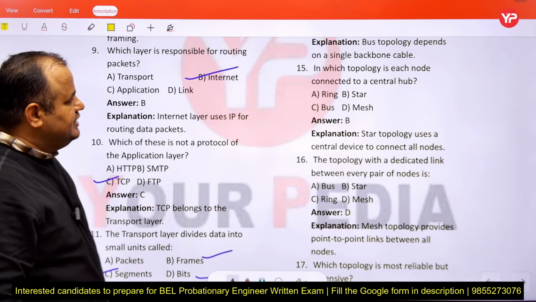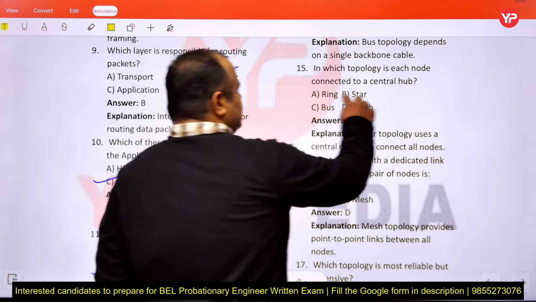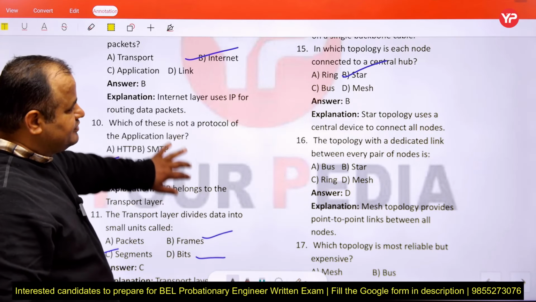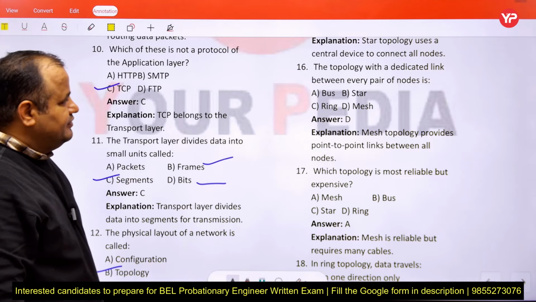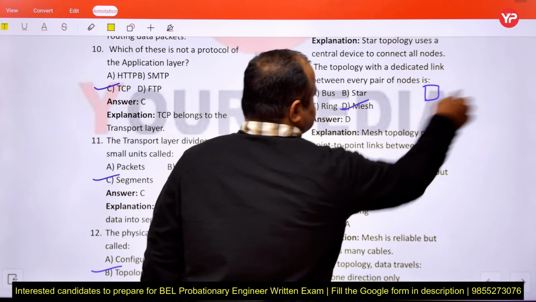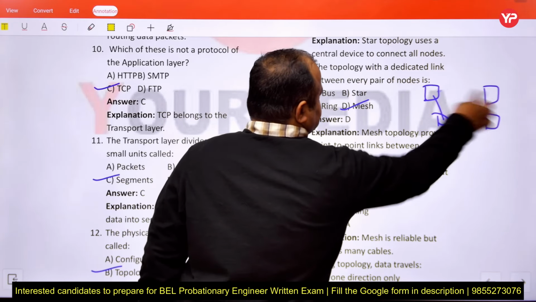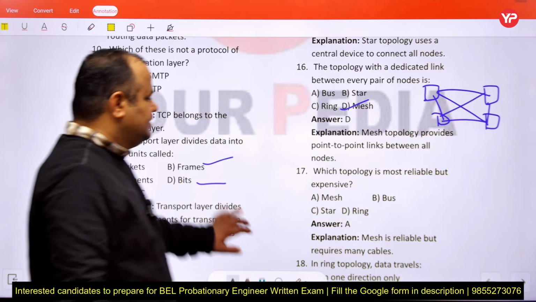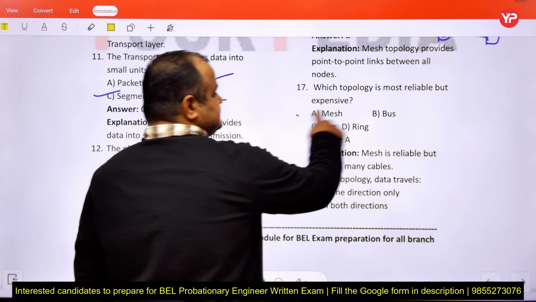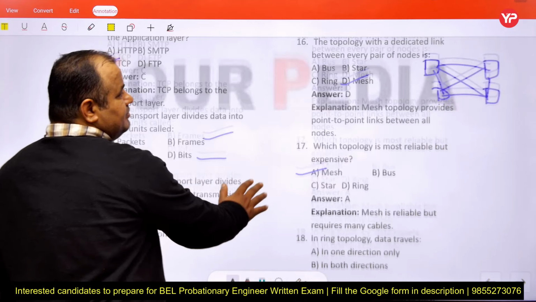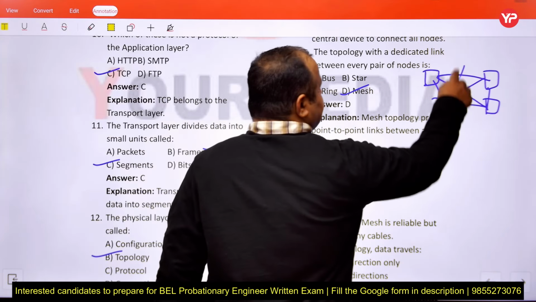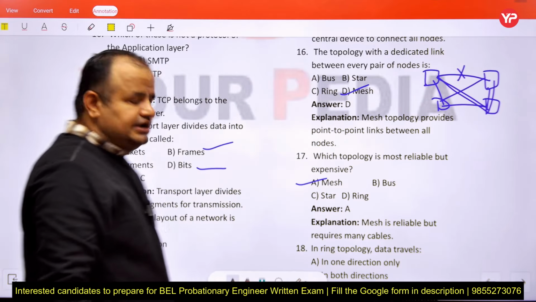In which topology is each node connected to a central hub? That is called star. We know that. So this type of question has already been asked in the exam. It is not random questions, keep in mind. The topology with a dedicated link between every pair of nodes: mesh. We already discussed. Which topology is most reliable but expensive? Now see, mesh is most expensive and most reliable also. Why? Because each one is connected directly with the other one. If one link breaks, data can transfer via the next indirect path also.